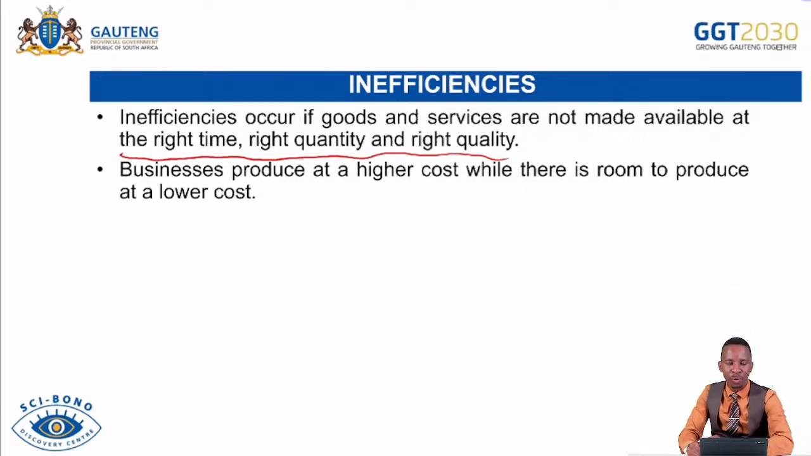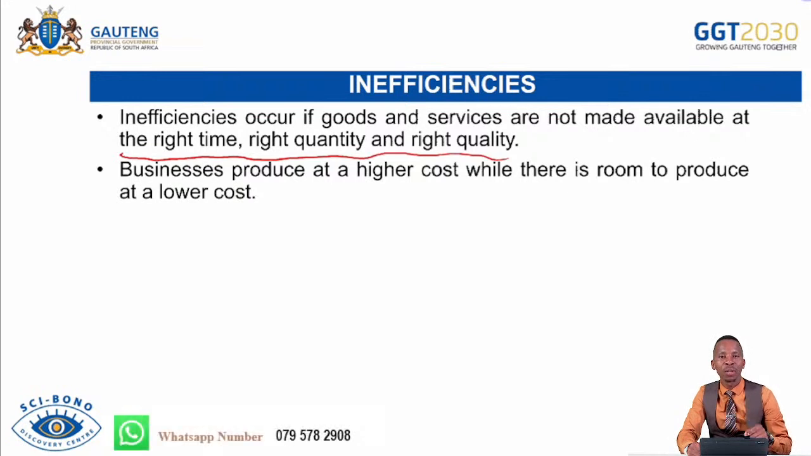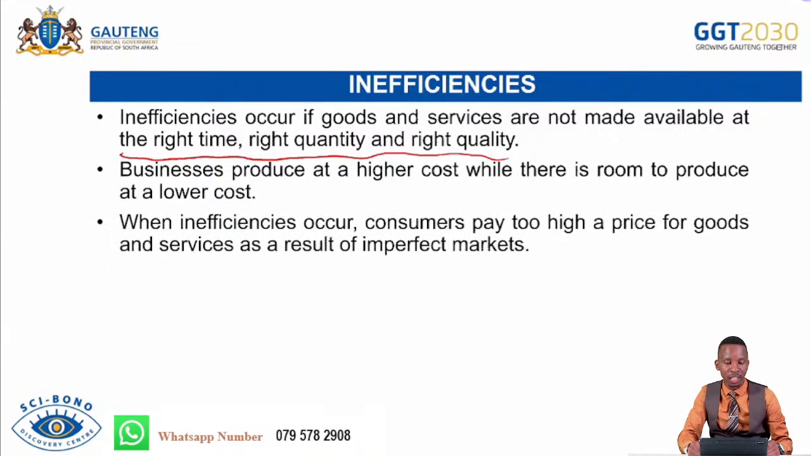Businesses produce at a higher cost while there is room to produce at a lower cost. So if businesses are using expensive production methods, that will result in inefficiencies because there is still room for them to produce at a lower cost. Inefficiencies simply prevail if they use expensive inputs while there are also cheap inputs available to produce the same quality of goods and services.